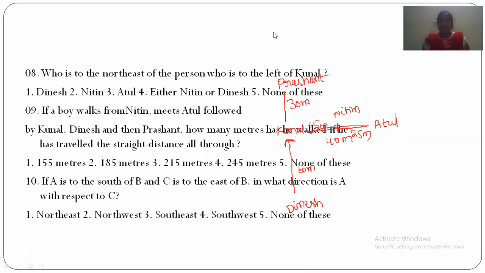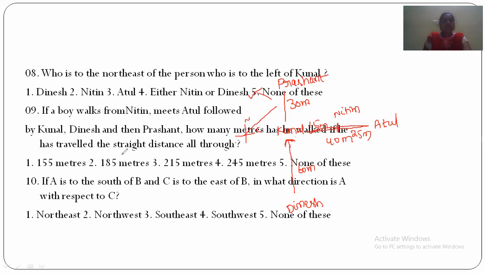So like this, we have already framed this one. Now they are asking us, who is to the northeast of the person? Who is to the left of Kunal? We have to go from the last to the front. Who is to the left of Kunal? He is Kunal. On his left side, is there any person? No. Who is in the northeast? If somebody is there, his northeast direction. Who is there? Prashant is there. So then we have to answer it as none of the above.